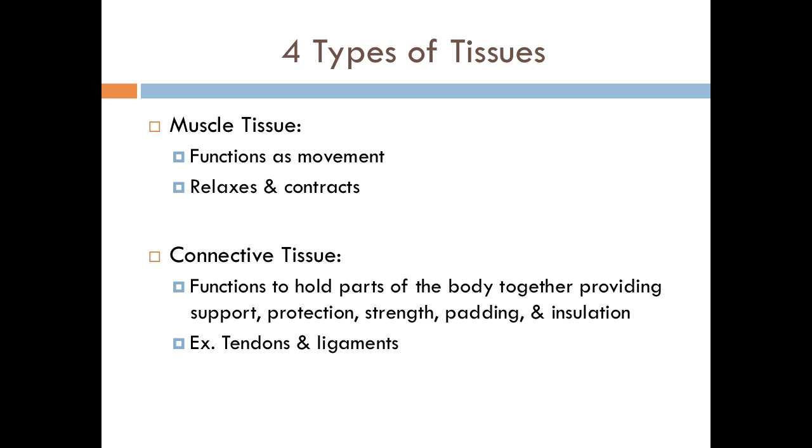Connective tissue is the 4th type. It functions to hold parts of the body together, providing support, protection, strength, padding, and insulation. Examples include tendons and ligaments. And if you've ever, let's say, maybe injured or torn your ACL, especially you sports players, then you've torn and injured a tendon or a ligament. There are other different types of tendons and ligaments, but that's just the most popular that people injure.